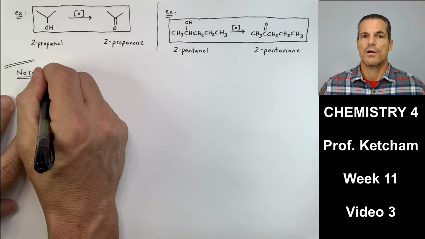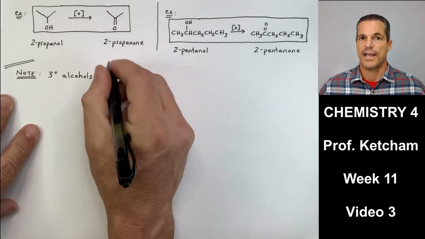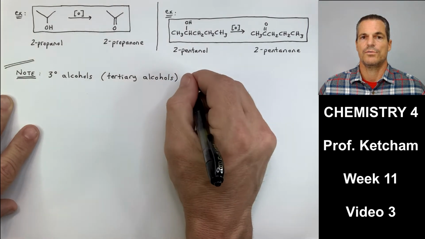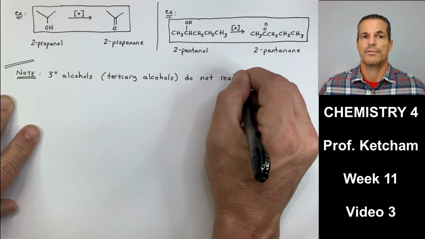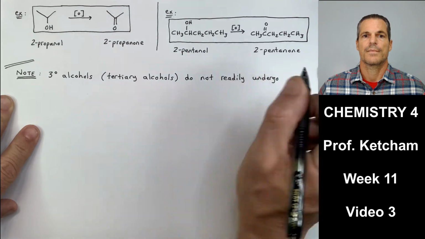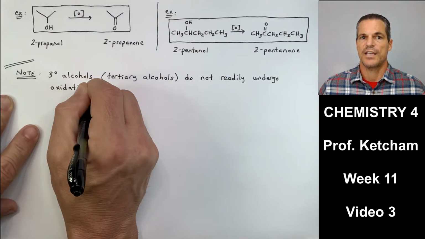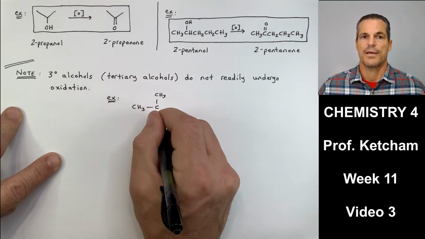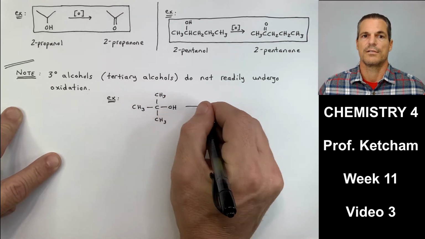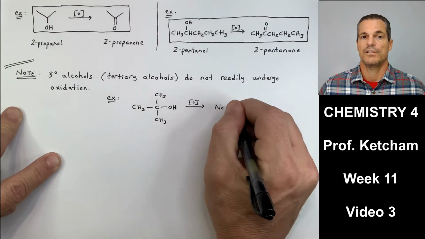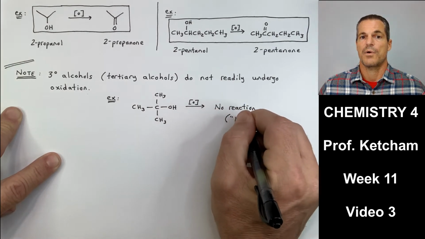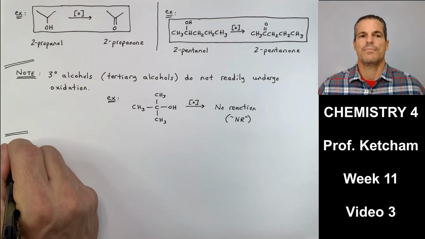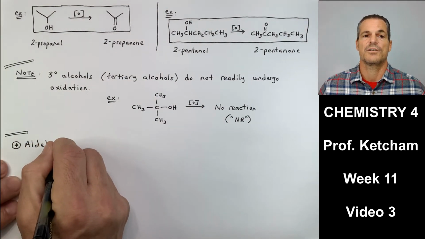So primary alcohols get oxidized to carboxylic acids. Secondary alcohols get oxidized to ketones. Note here, tertiary alcohols do not readily undergo oxidation. So for us, we would just write NR as products. NR means no reaction. Here is an example of a tertiary alcohol, and we would write NR for no reaction. The little O in brackets just means it's undergoing an oxidation.